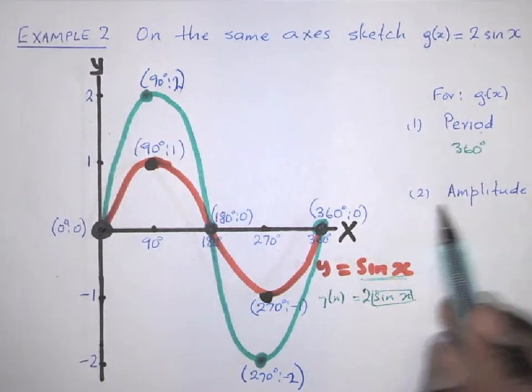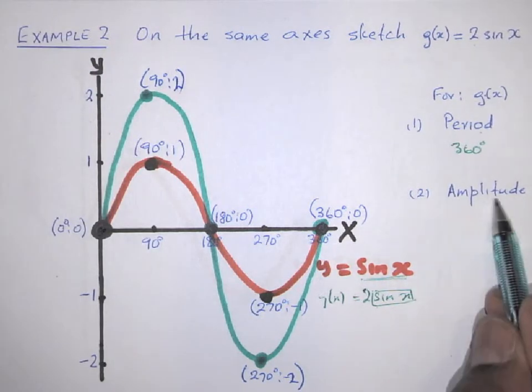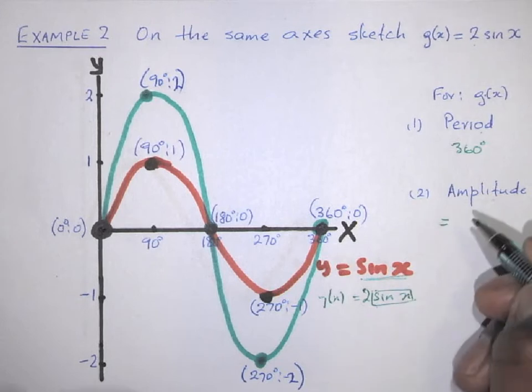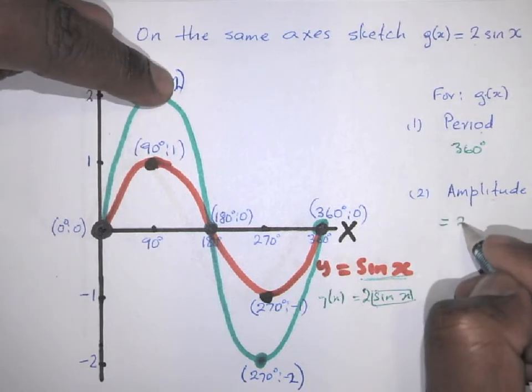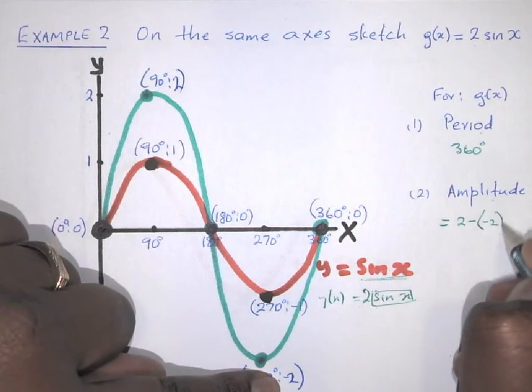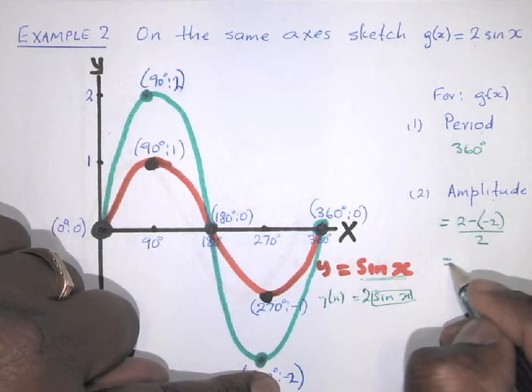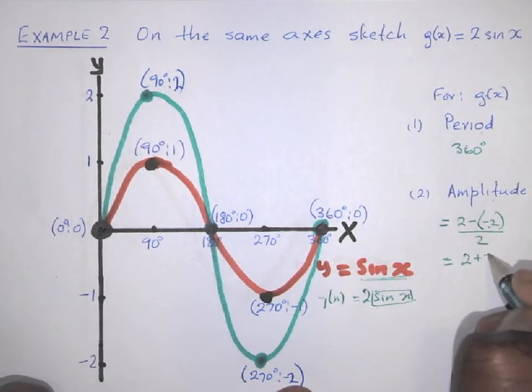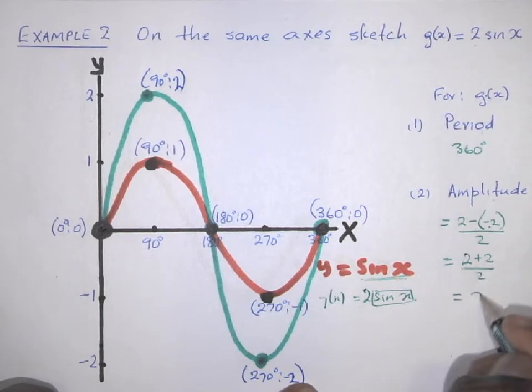The next one, what is the amplitude? How do you work out the amplitude? To work out the amplitude, you take the top y value, you subtract the bottom y value, so I'm subtracting the minus 2, and you divide by 2. So your answer will be 2. That gives you plus 2 over 2, and your answer is 2.